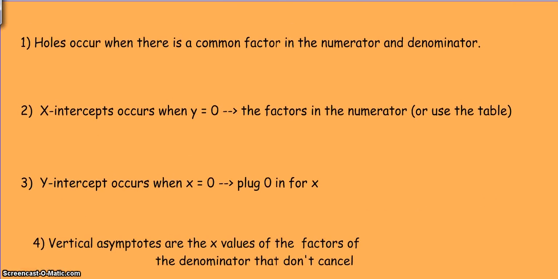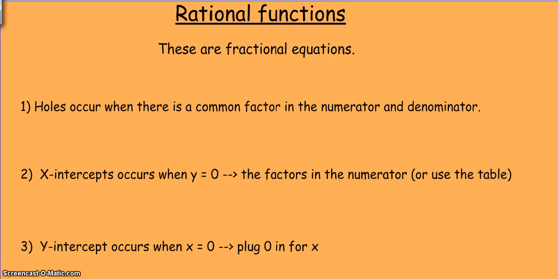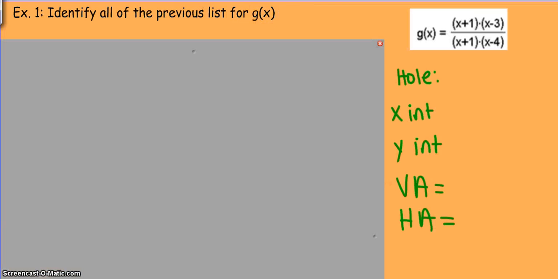All right, so there's your review of how we graph rational functions, all the necessary elements. And now we're going to move on to an example. So we have g of x equals (x plus 1)(x minus 3) divided by (x plus 1)(x minus 4). So we need to find just the elements that we already said in the previous slide. We need to find a hole, an x-intercept, y-intercept, vertical asymptote, and horizontal asymptote.